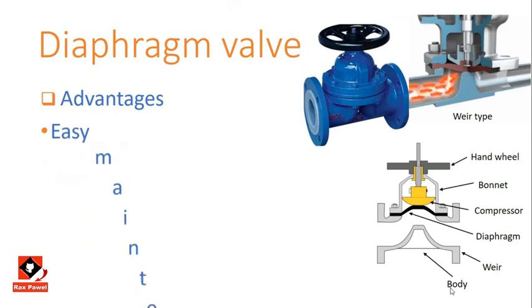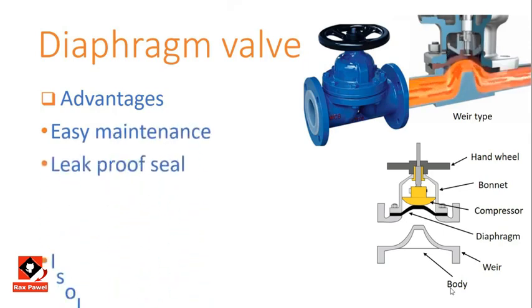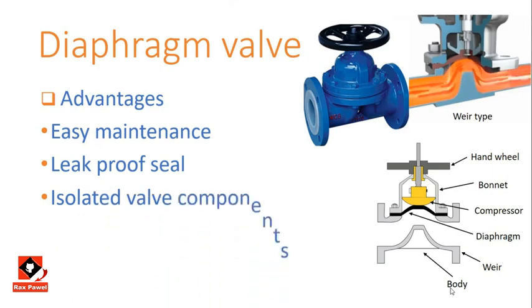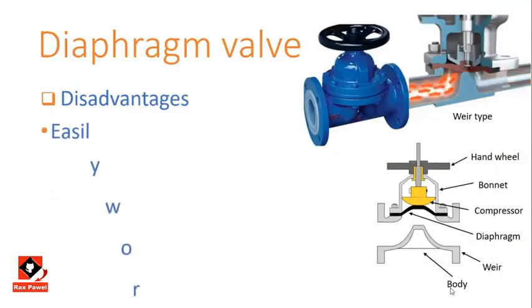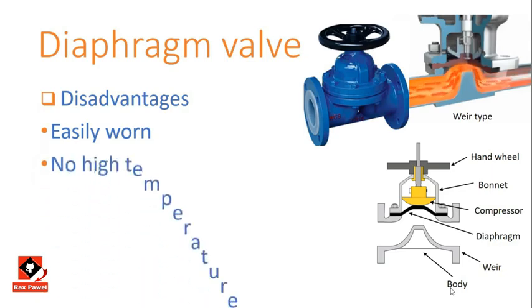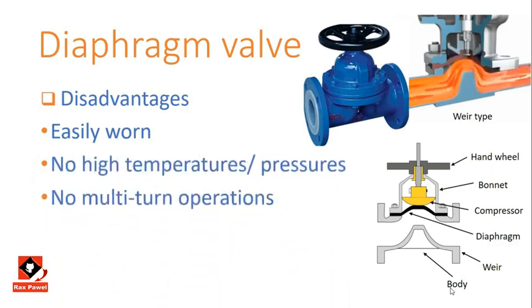Advantages. Valve maintenance is very easy and it provides a leak-proof seal. The most important advantage is that valve components are isolated from the process fluid by the diaphragm, which provides safety for valve components. Disadvantages. Diaphragm becomes worn more easily, therefore it is not suitable for high temperature and high pressure applications. And usually diaphragm valve cannot be used in multi-turn operations.